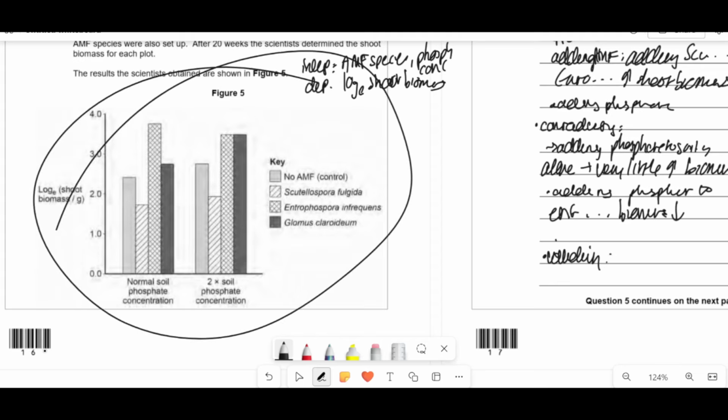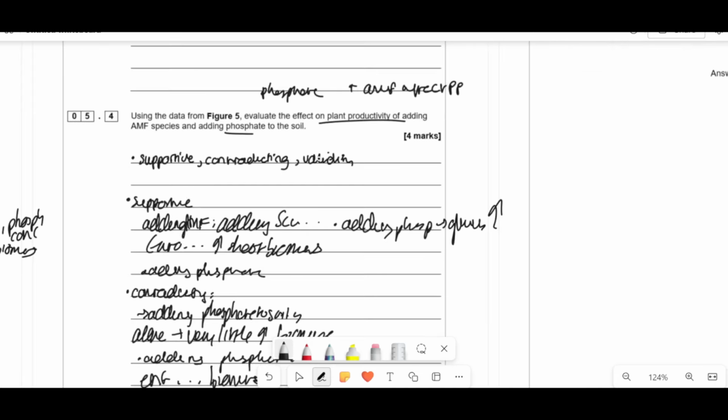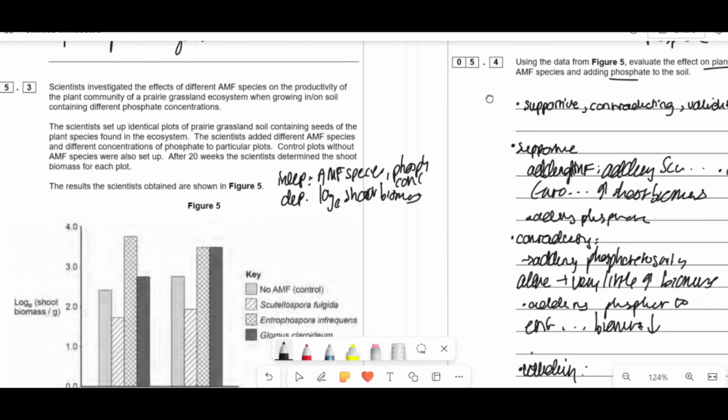Can anyone else in the universe get the exact same results? What's the problem with saying that adding phosphate or AMF can affect plant productivity? So let's go through each step one by one and see what they did.